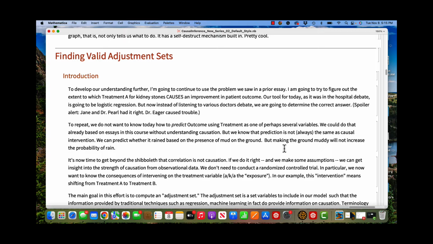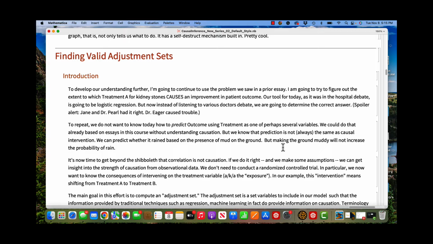So you may have learned at various points in your life that correlation is not causation and regression doesn't prove causation, and that is true. However, if you do the regression correctly and you make some important assumptions, then you can take observational data, things like the kidney study that we looked at in the prior lecture, and tease out the strength of causal relations. You don't need an expensive or sometimes unethical randomized controlled trial.